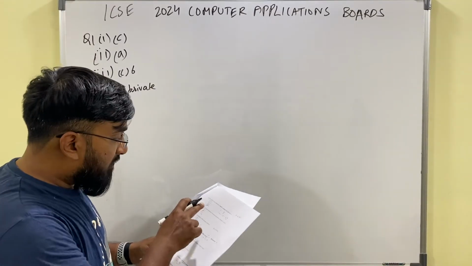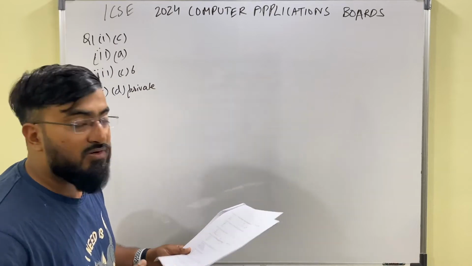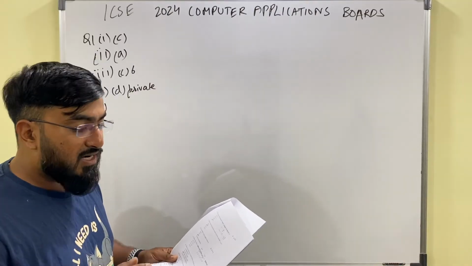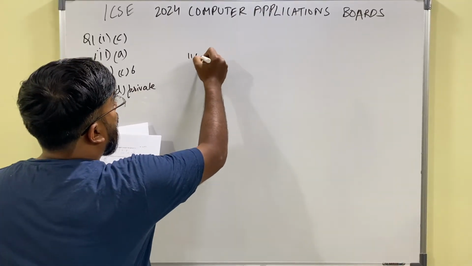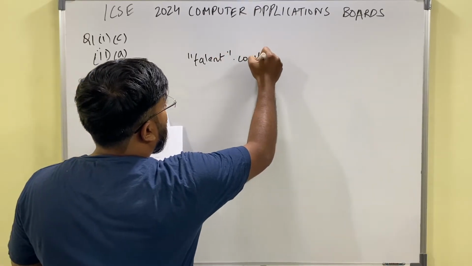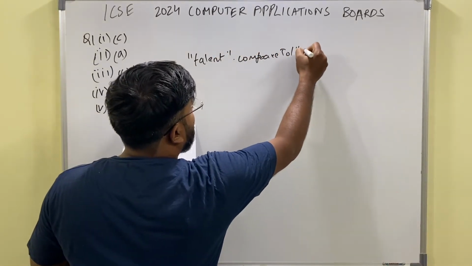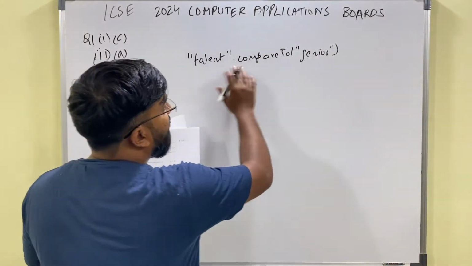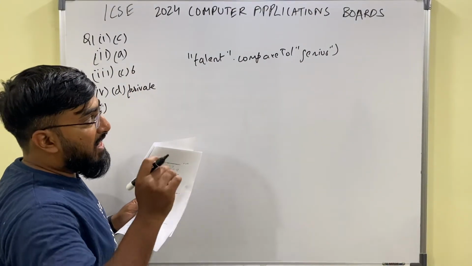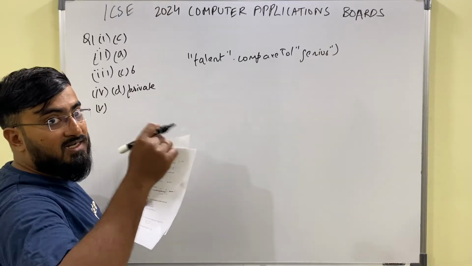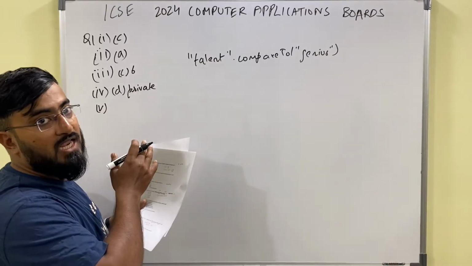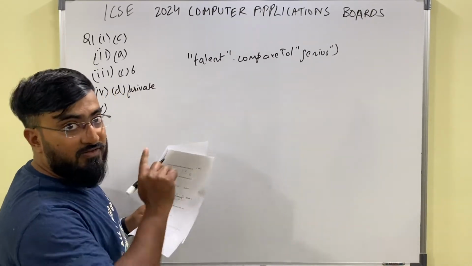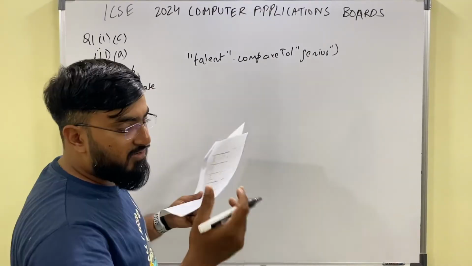The output of the statement talent.compareTo(genius). If you have gone through the solutions that I posted earlier for ICSE 2023 and ICSE 2024 Specimen, you'll understand how compareTo works. So talent.compareTo(genius). How does compareTo work? compareTo compares each character from left to right for both the strings. The index where there is a mismatch, where the characters are not equal, the return value is calculated and returned. That return value is the difference of the ASCII values of the characters.